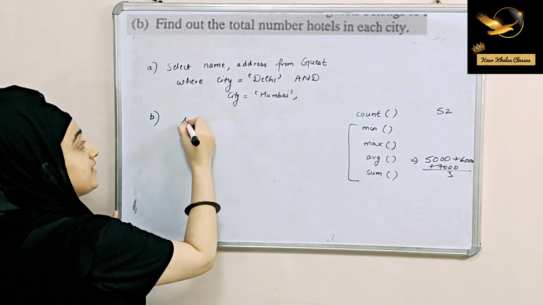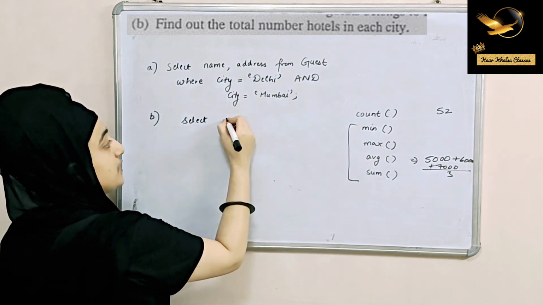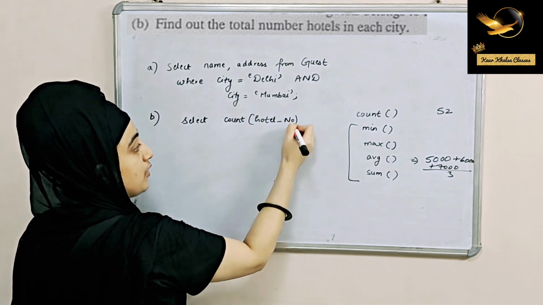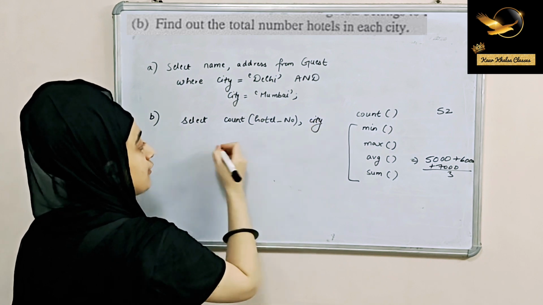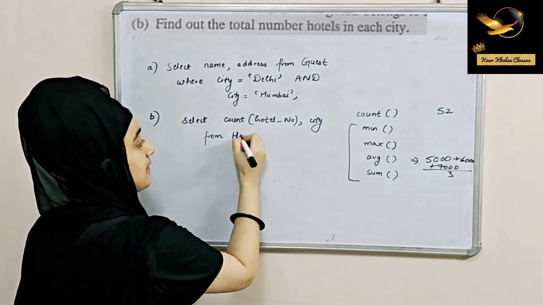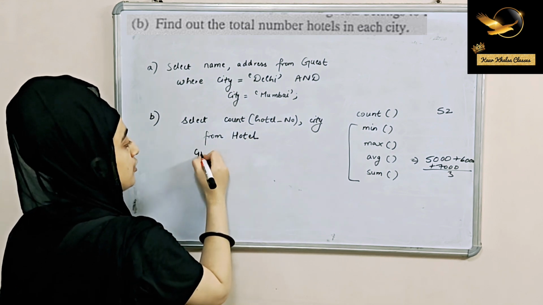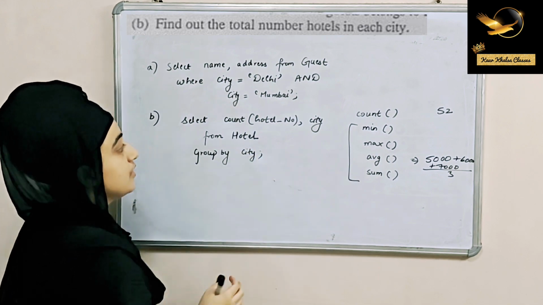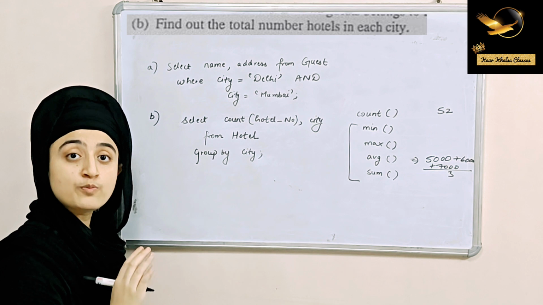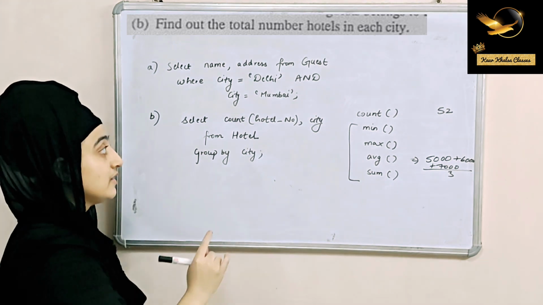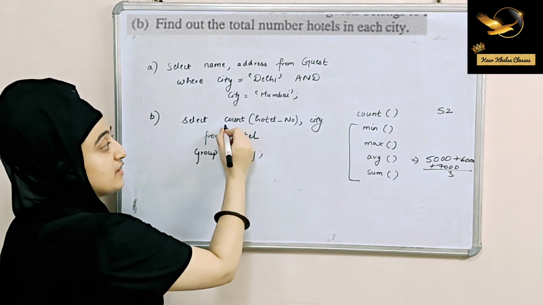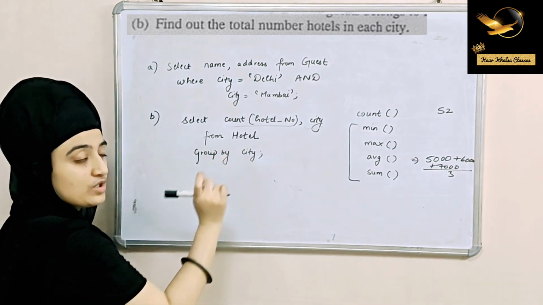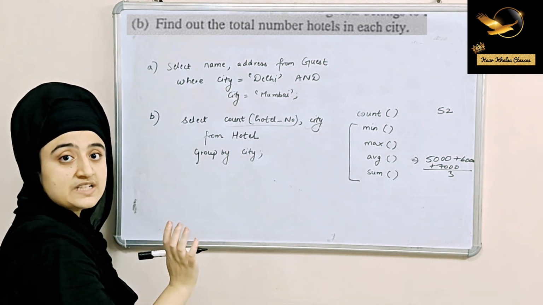So we have to select count hotel number, comma, city from hotel table, group by city. What is group by here? Group by will group the number of hotels in the particular city. What will it return? It will return the count of the hotel number, and it will return the city from table hotel, and it will group it by the city column.